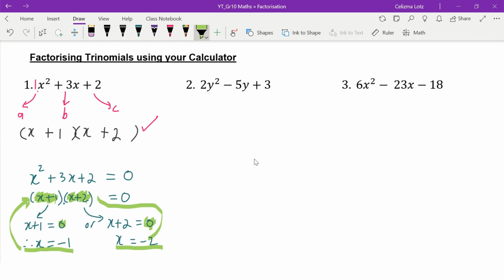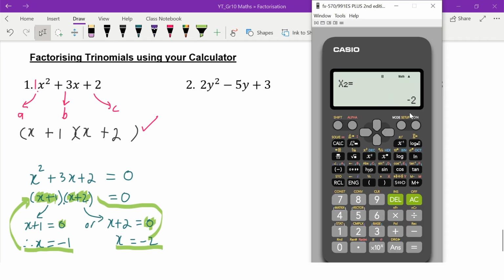Let's do that again for number 2, into our calculator. So I just cleared that. What is our A value? In this case, our A value is equal to 2. Our B value is equal to -5, equal. And our C value is equal to 3, equal. All right, then equal again.